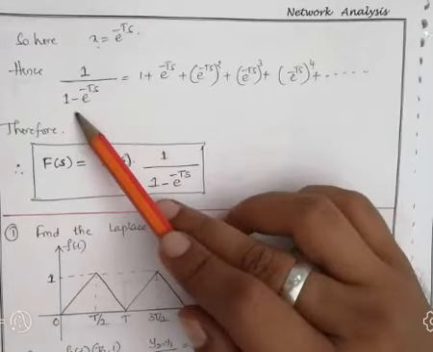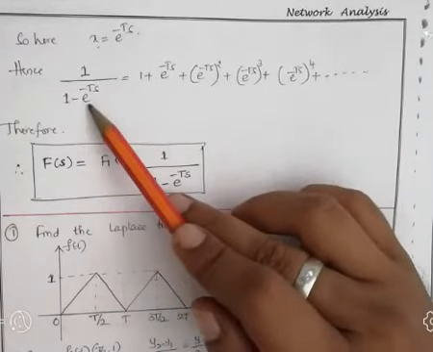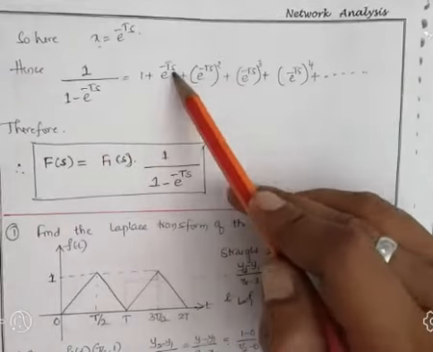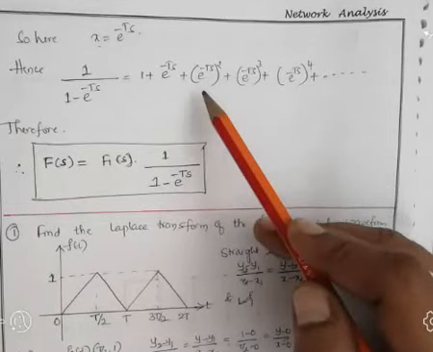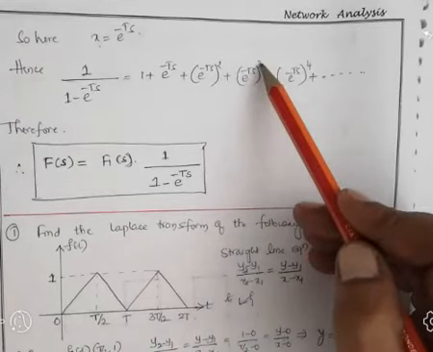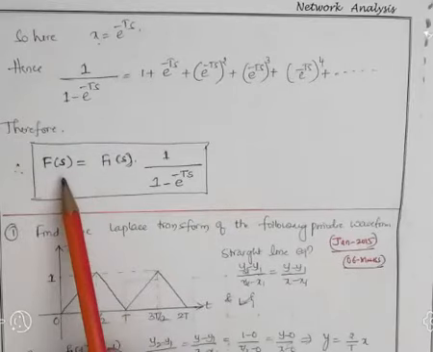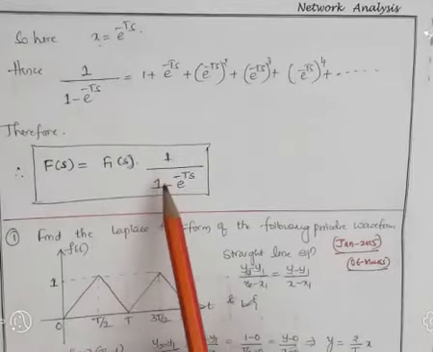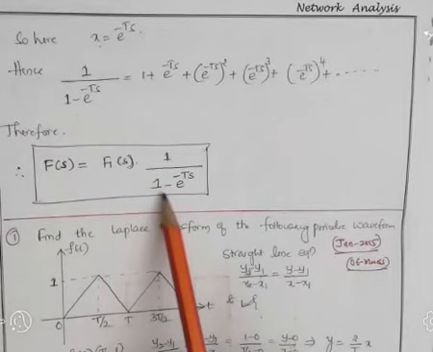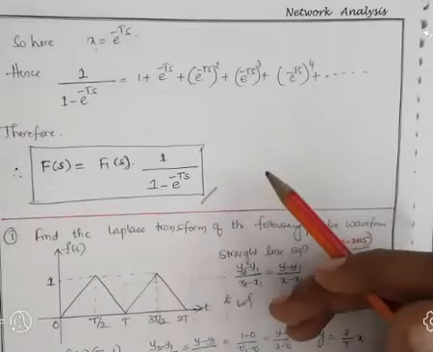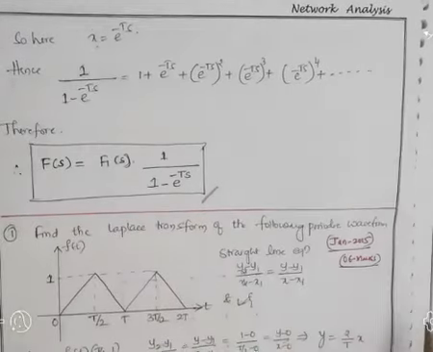1 divided by 1 minus x means 1 divided by 1 minus e to the power minus Ts, which is equal to 1 plus e to the power minus Ts, nothing but x. This is x square, that is e to the power minus Ts whole square. x cube means plus e to the power minus Ts whole power 3, and so on. Hence the Laplace transform of f(t) equals F(s), which is equal to F1(s) multiplied by 1 divided by 1 minus e to the power minus Ts. So this is the formula we use for finding the Laplace transform of a periodic function.